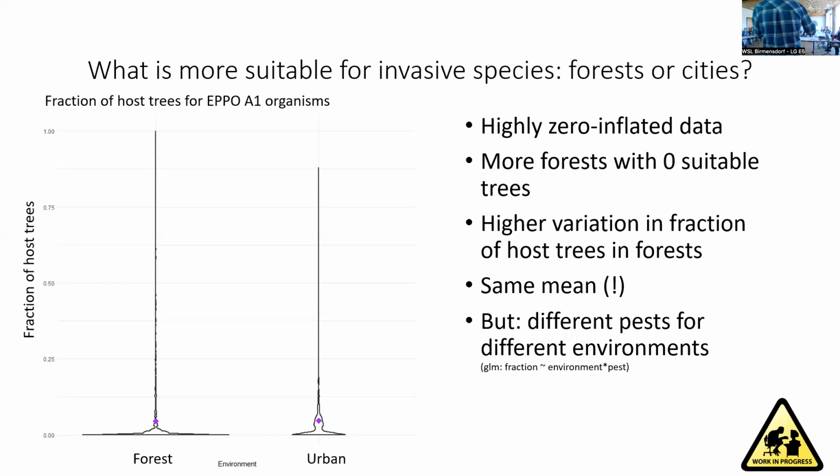But then if you make a GLM with the interaction between the environment and the pest, you see that this interaction effect is significant for a whole lot of pests, which basically tells us that the pests preferring forest trees are not the pests that are preferring urban trees. So with that in mind, we see that in total it has an additive effect on the suitability for a pest that gets introduced here. Right.